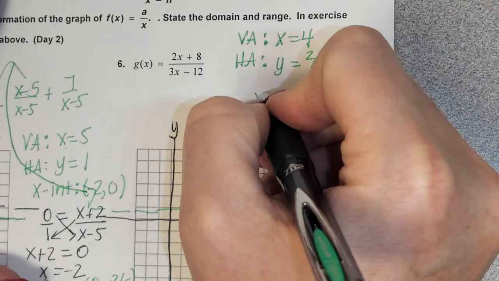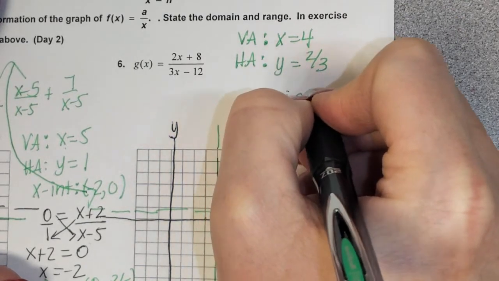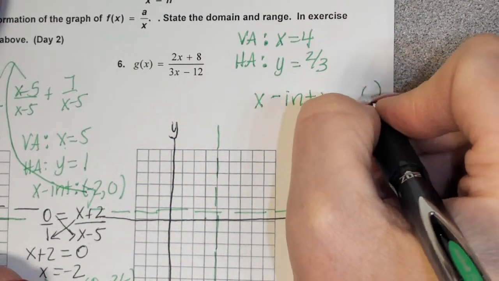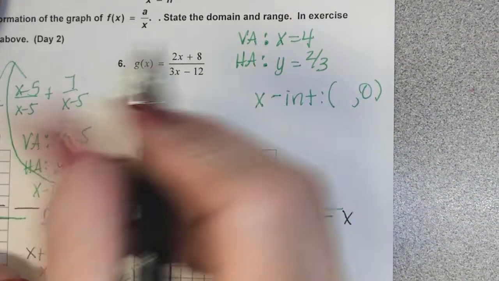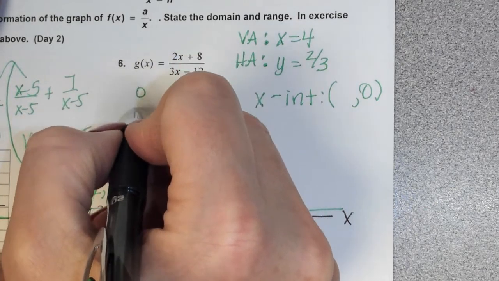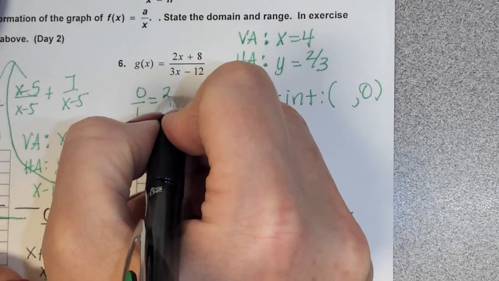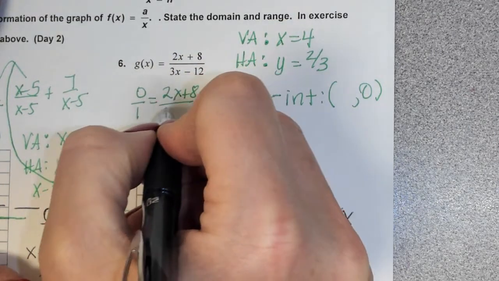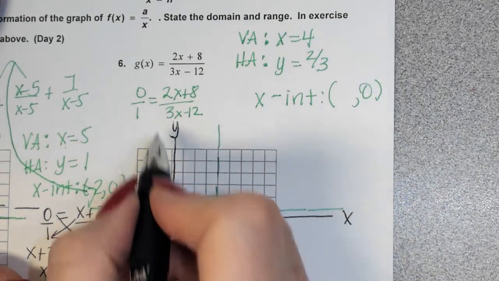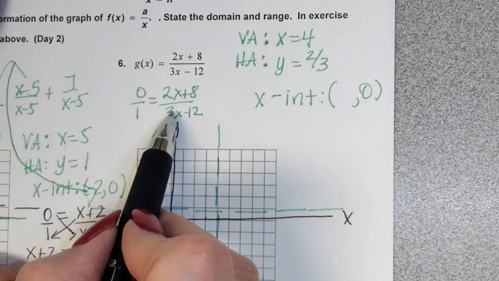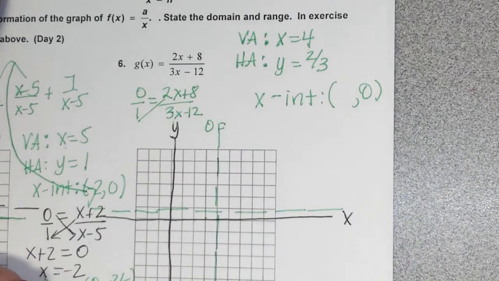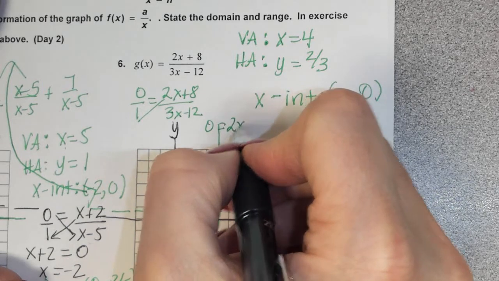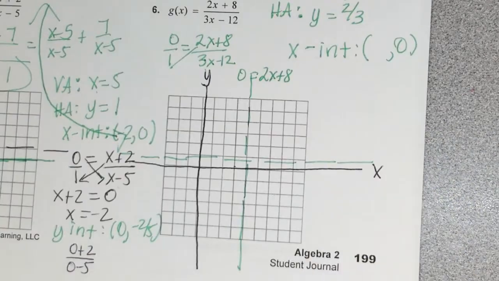I'm going to find that X-intercept. To do that, I plug in 0 for y and solve for x. So I'm going to plug in 0 right here, and it's 0 over 1. And I'm going to cross multiply. So what's 0 times anything? So I have 0 equals, and then go this way, 2x plus 8. Can you solve that? What do you get?